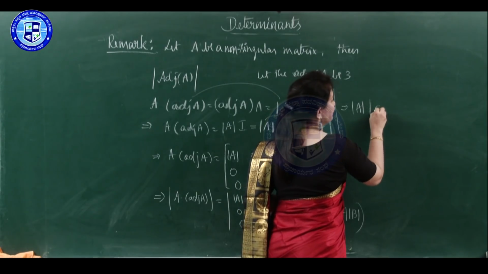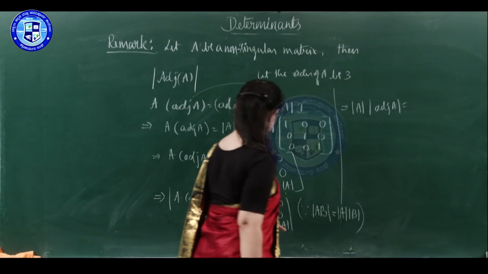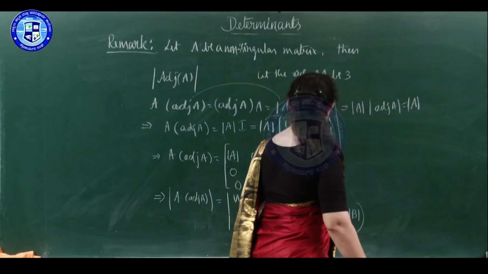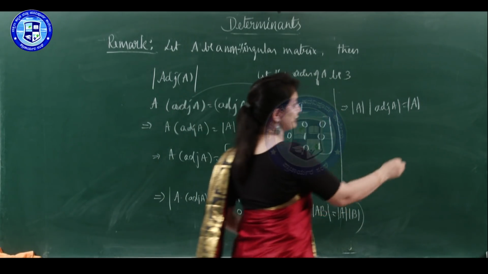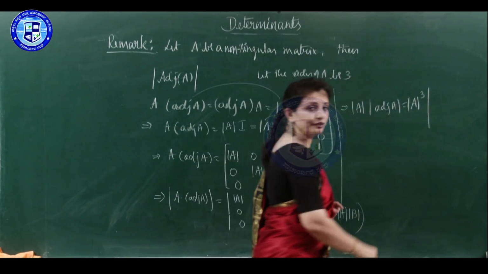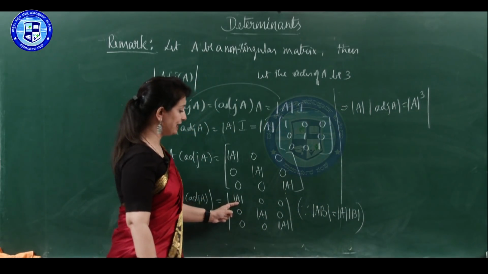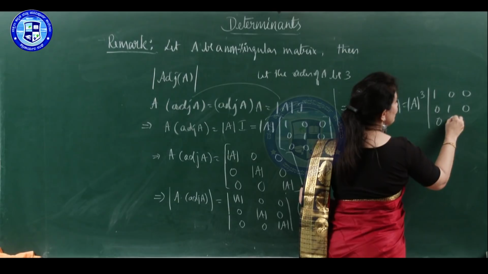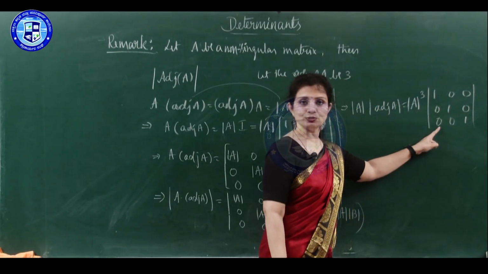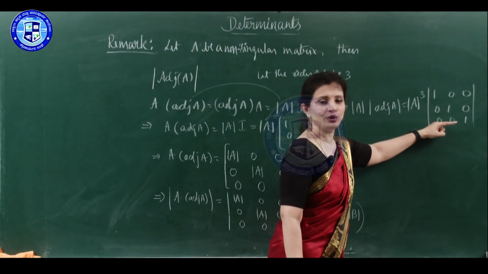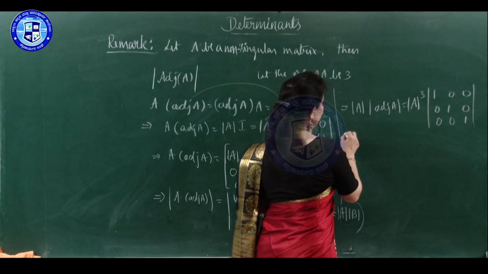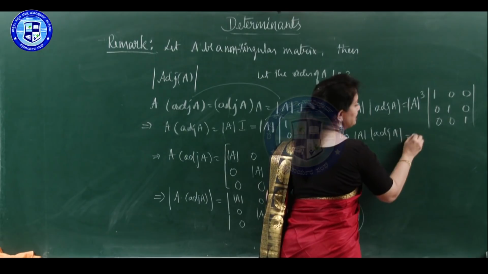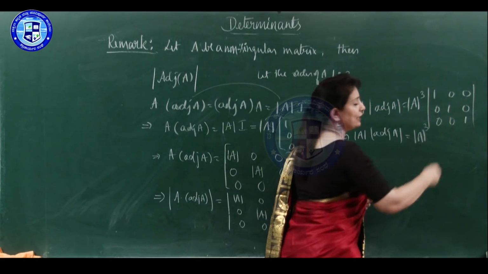Determinant A into determinant of adjoint A equals, look at this, from the first row determinant A is taken out, and from the second row one more determinant A, third row also determinant A. So, determinant A whole cube, 3 times determinant A is taken out, and the remaining elements are here 1 0 0, 0 1 0, 0 0 1. Now, expand it, students, expanding along the first row or any row, you will get the value of this determinant, which implies determinant A into determinant of adjoint A equals determinant of A cube into, when you expand it, what do we get?